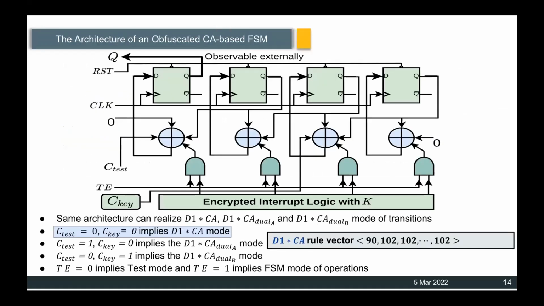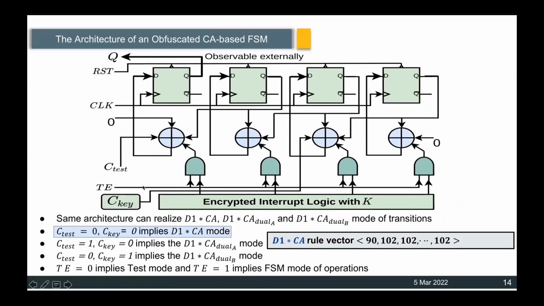So with this idea, this is essentially an illustration of how the configuration works. Again, without loss of generality and for simplicity, we show a 4-state CA, but it can also be extended to larger dimensions. If you take this encrypted logic here and feed in CK equal to 0, you can see that this ensures all the states are configured to their correct state. But if you make CK equal to 1, then you can observe that it makes an extra flip to the third cell, and therefore the CA gets configured as D1 star CA mode dual B.